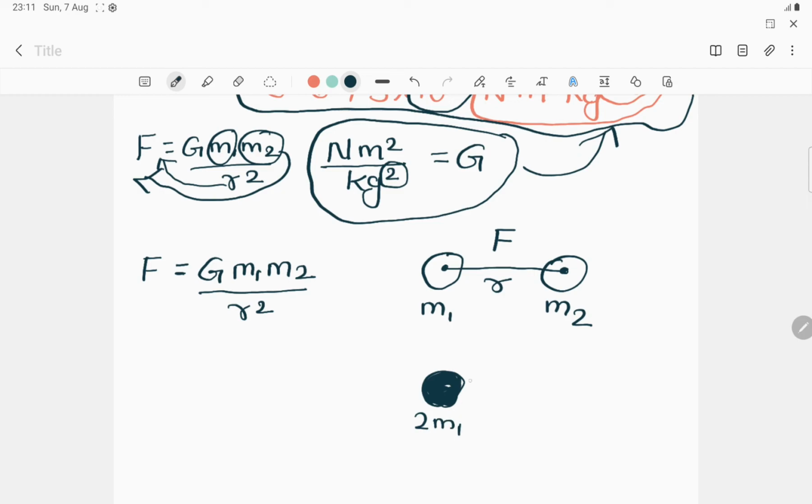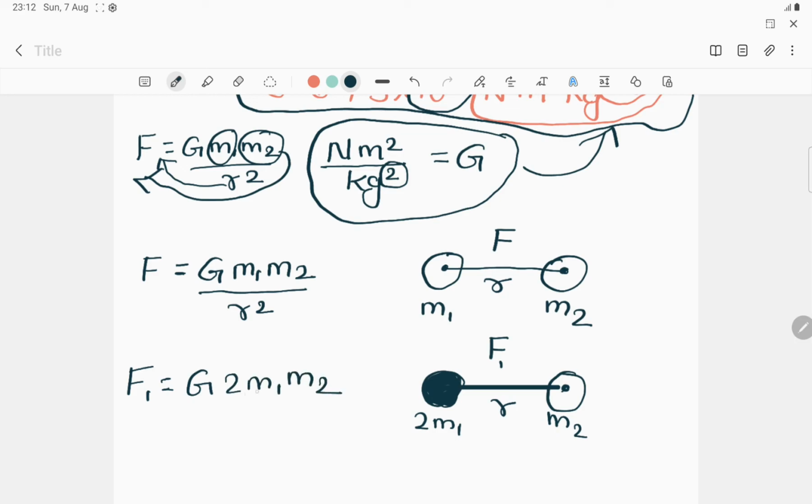Because the mass is doubled, m1 is the mass of the initial, distance is the same, m2 is also the same. So this force will change. I will represent it as F1. So now what will be F1? F1 will be G. What is m1? m1 is changed to twice. So it will be 2 times m1. m2 is the same. Distance is the same.